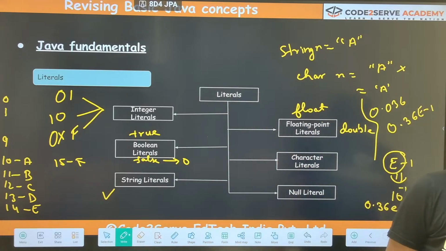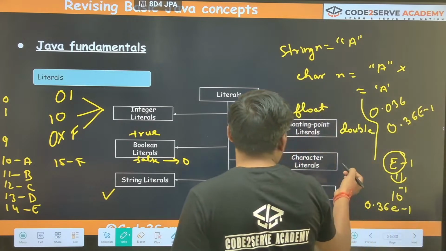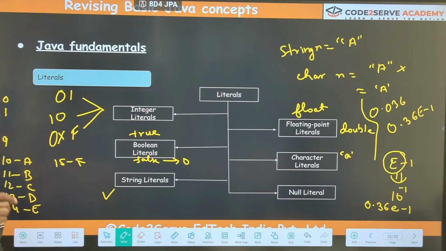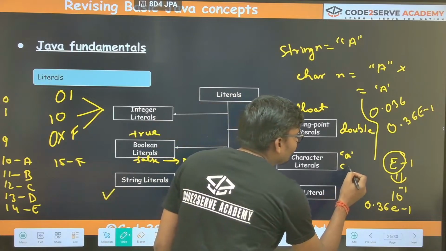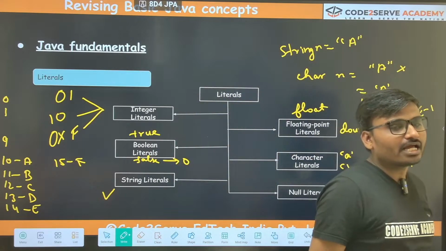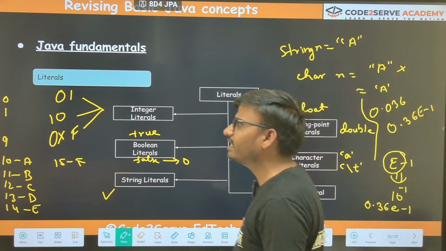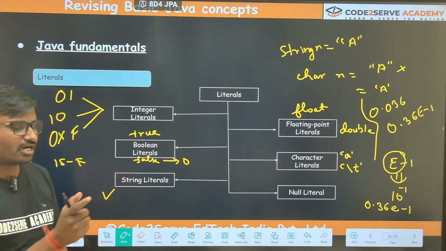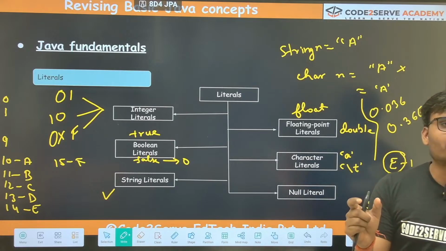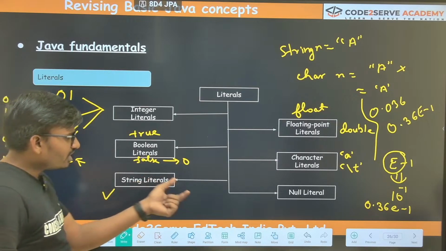Already we have learned that in character literals we basically use single quotes. If I write 'a', it is a character, representing a character. Similarly, if I write backslash t, this is an escape sequence. In an escape sequence you give a backslash and then you write t. This represents a tab space. You have a tab key on your keyboard, so whenever you press tab, it takes 4 to 5 spaces. This represents one tab space. Next is the null literal.